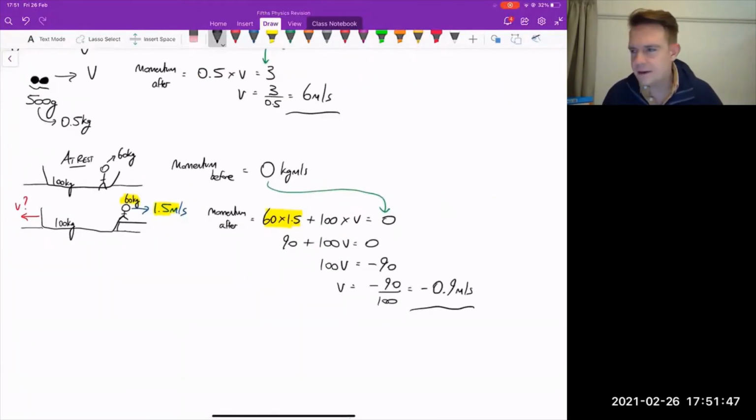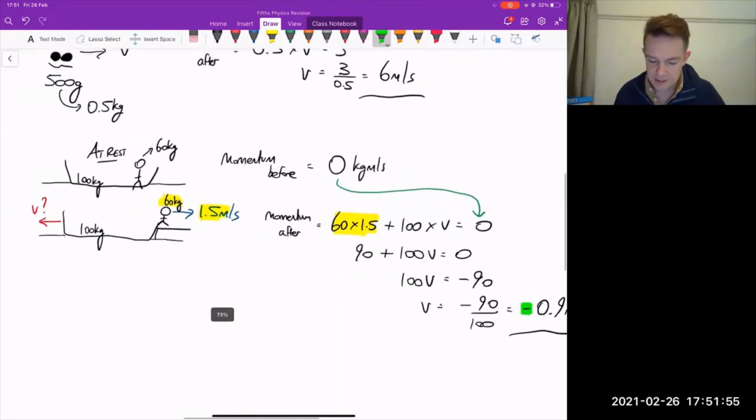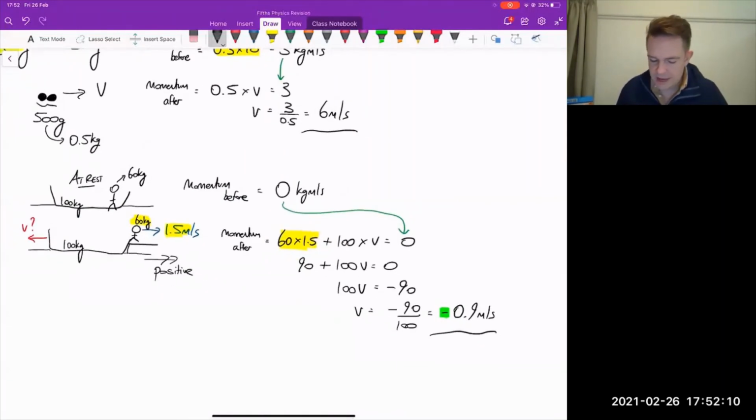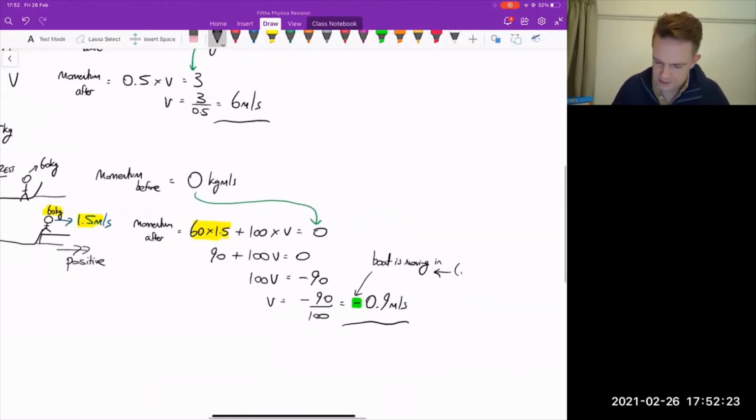You see how that minus sign crops up? So what this minus sign tells us is that the velocity is in the opposite direction to the man, because by putting his velocity as just positive 1.5 here, what we've done is we've basically chosen this direction to the right to be our positive direction, so that when we then do the calculation and work out a value of V for the boat, we get a negative sign, which means the boat is moving backwards or in the negative direction.